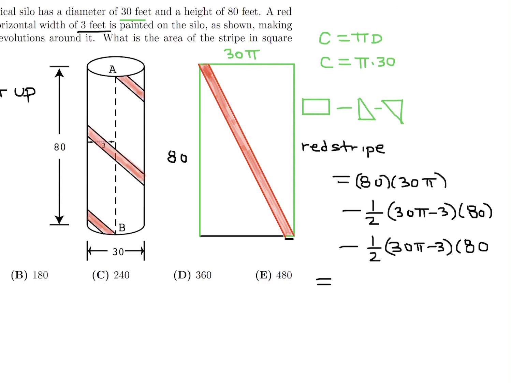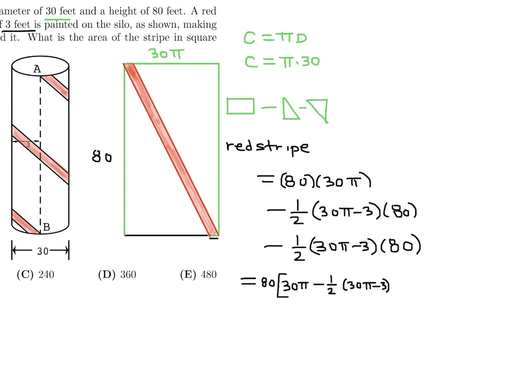So this basically becomes, if you factor out an 80 from everything, which you can, it becomes 30 pi minus 1/2 (30 pi minus 3) minus 1/2 (30 pi minus 3), like that. Okay? So again, in brackets, we'll have 30 pi minus half, that just combines to become 1. So 30 pi minus 3, but don't forget the brackets.